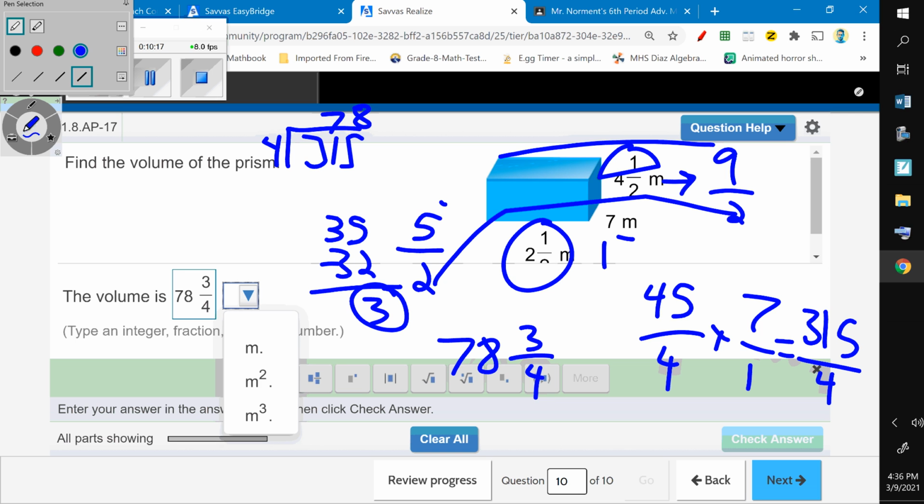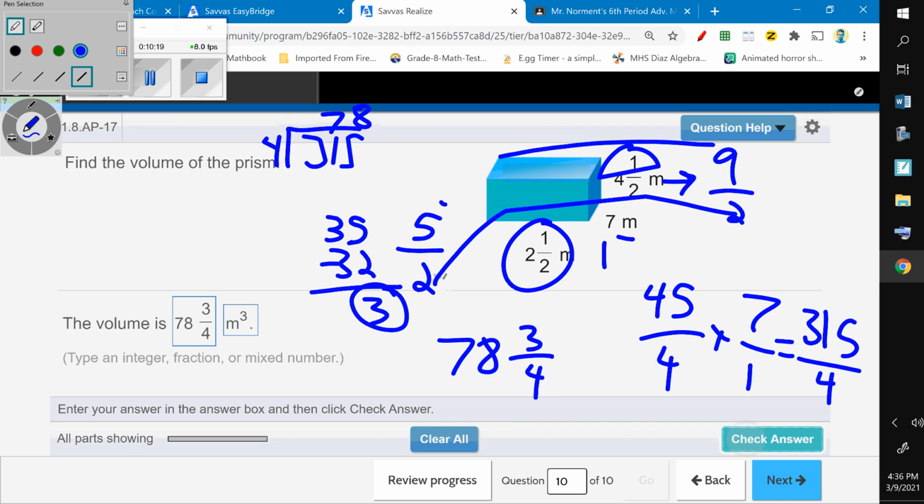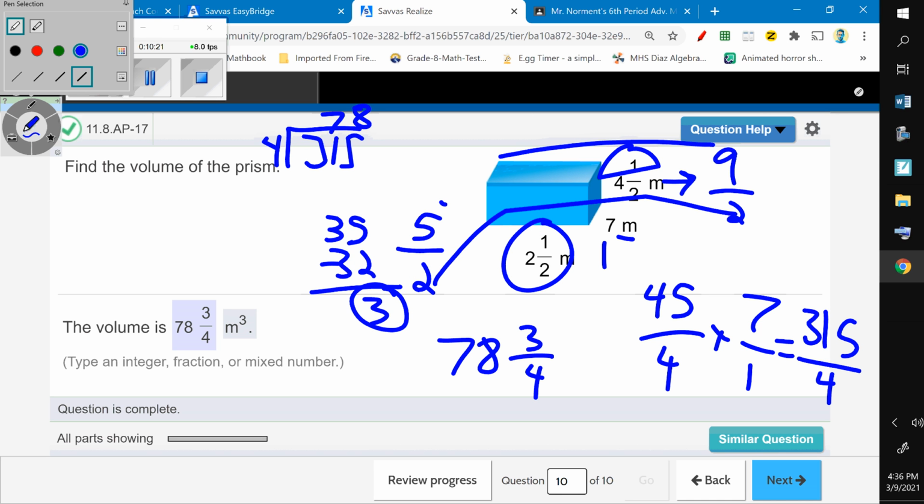And that's to the meters cubed. Check answer, and it's right. You could have just put 315 over 4, and that would also work as well. And that's it.